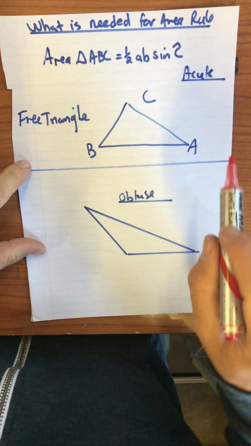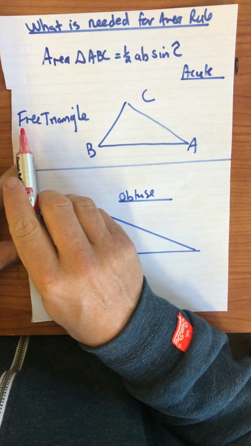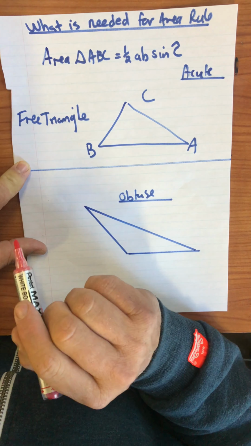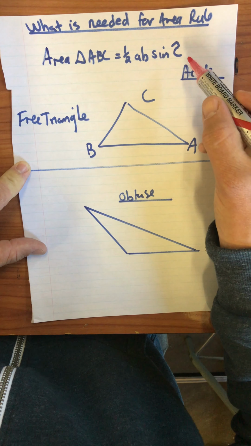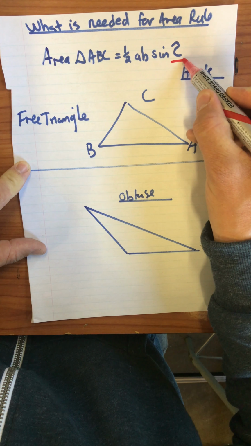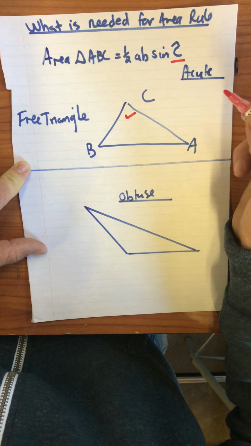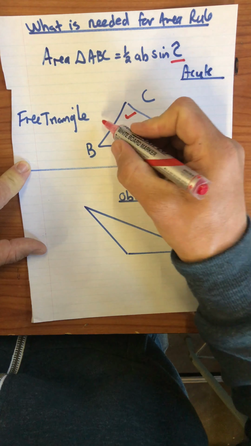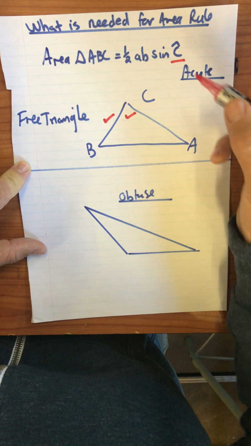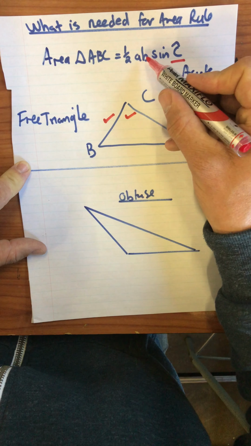Now this is no longer in the Cartesian plane with a proof, but this is a free triangle in real life. So in order to use it, what do we need to be given? We need to be given C. We need to be given little a. And we need to be given little b.